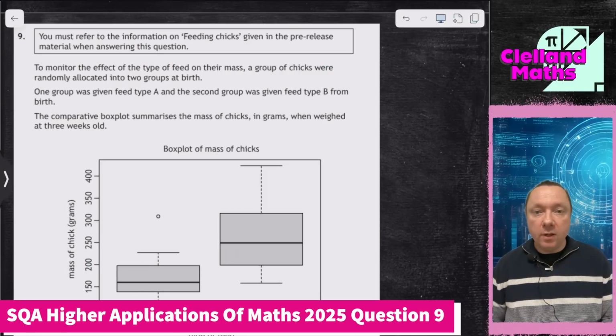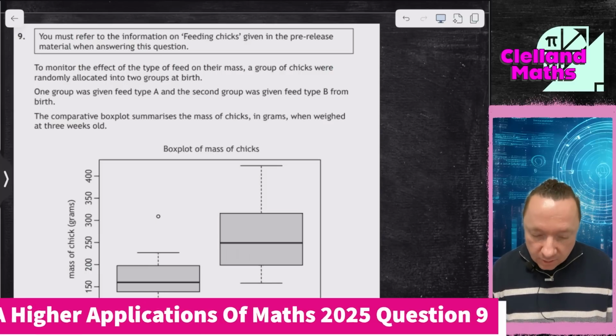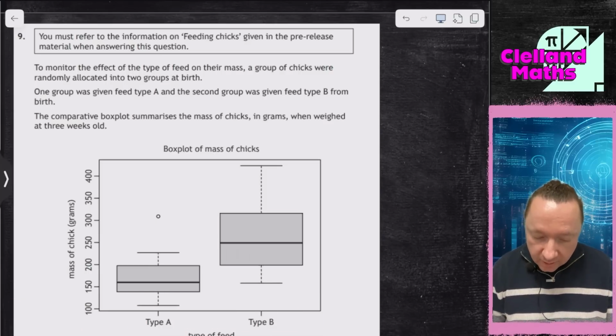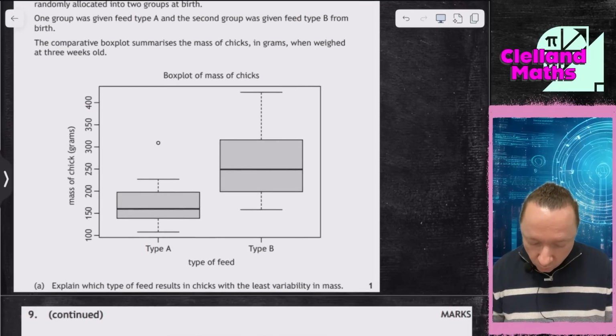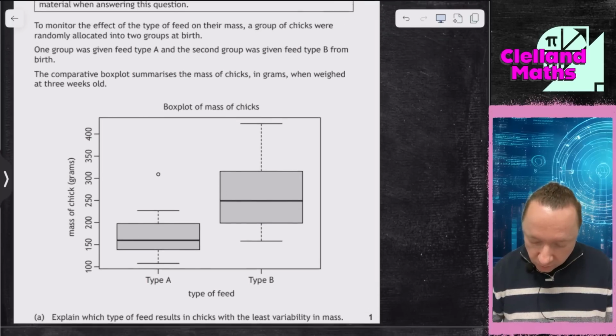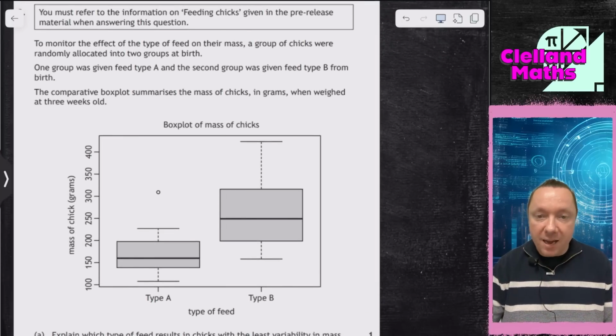SQA Higher Application of Maths 2025 question 9. You must refer to information on feed and chicks. To monitor the effect of a type of feed on mass, a group of chicks were randomly allocated to 2 groups at birth. One group was given type A, and the second group was given type B. The comparative box plot summarises the mass of chicks in grams when weighed at 3 weeks old. Explain which type of feed results in chicks with the least variability in mass.